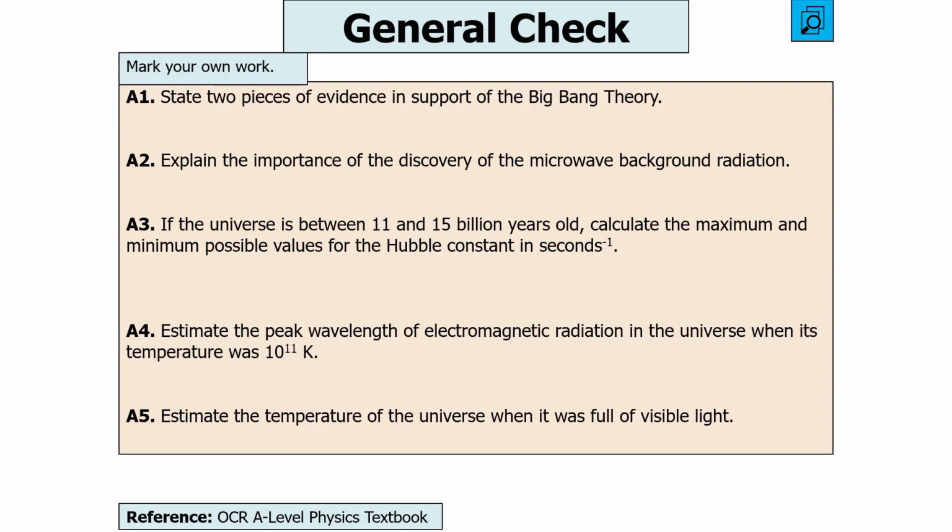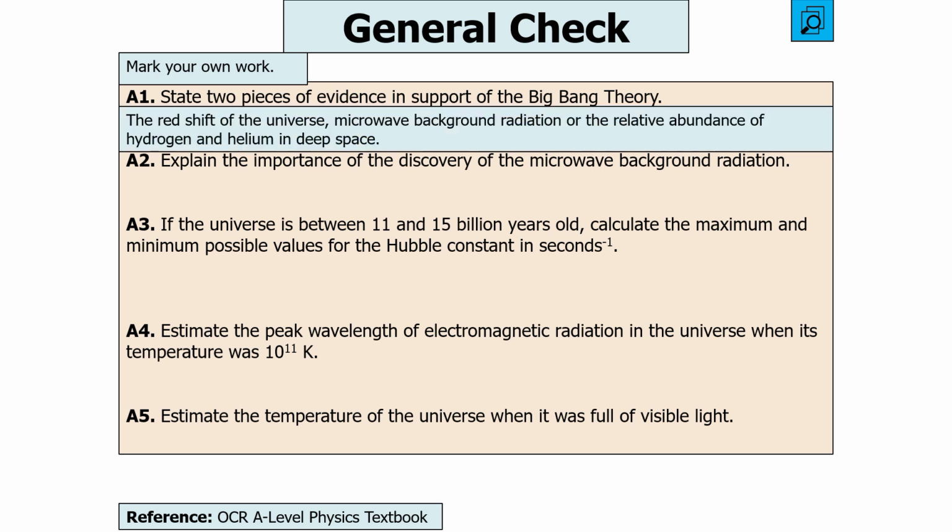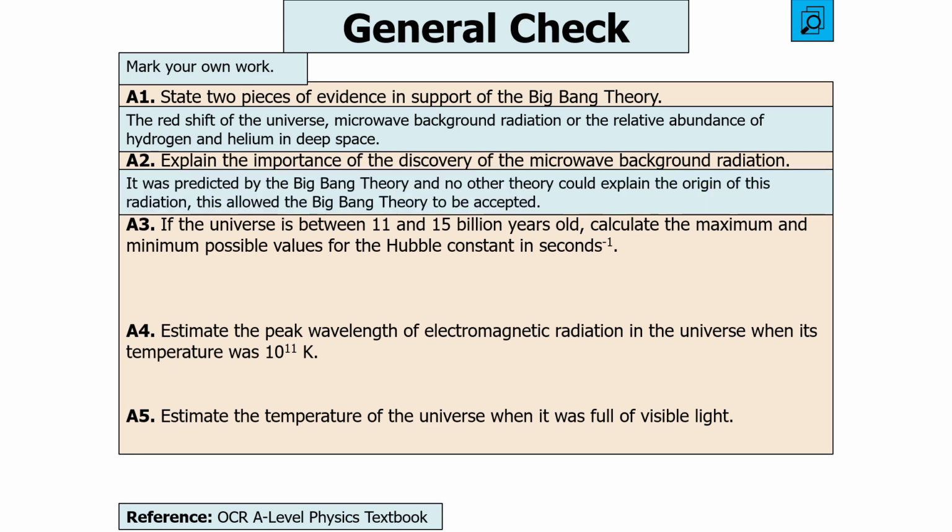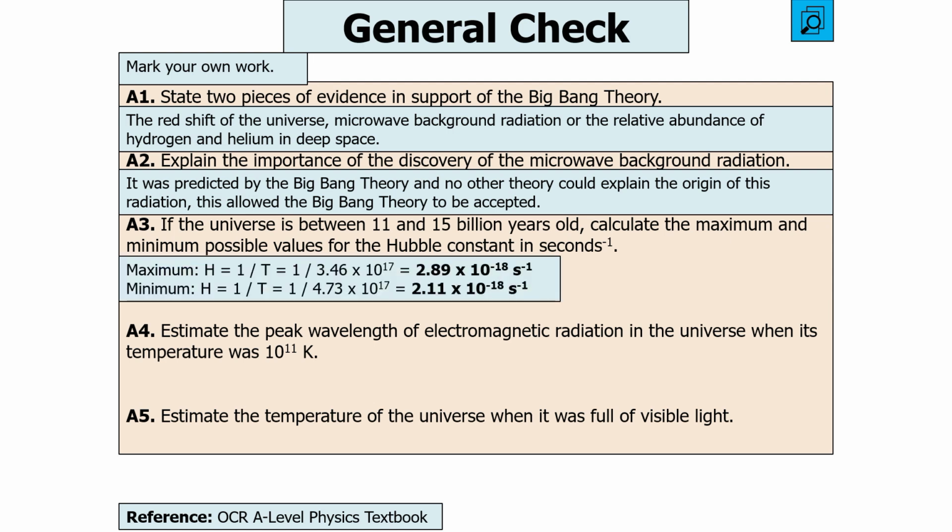Right, in this first one, there were three bits of evidence for the Big Bang Theory: the redshift of the universe, the cosmic microwave background radiation, and the relative abundance of hydrogen and helium, 25 to 75%, in deep space. Now the CMBR, the cosmic microwave background radiation, is very important because it was predicted by only the Big Bang Theory. No other theory of the origin of the universe could explain the CMBR, so it allowed the Big Bang Theory to be accepted.